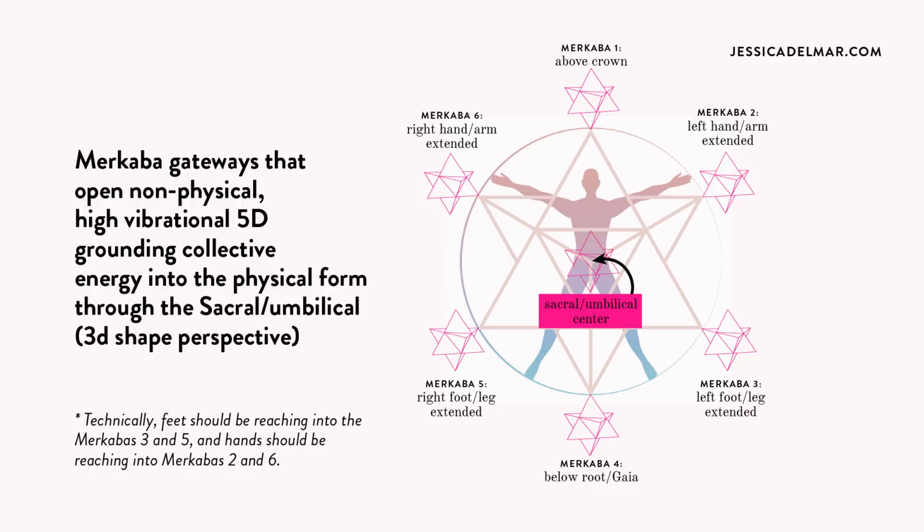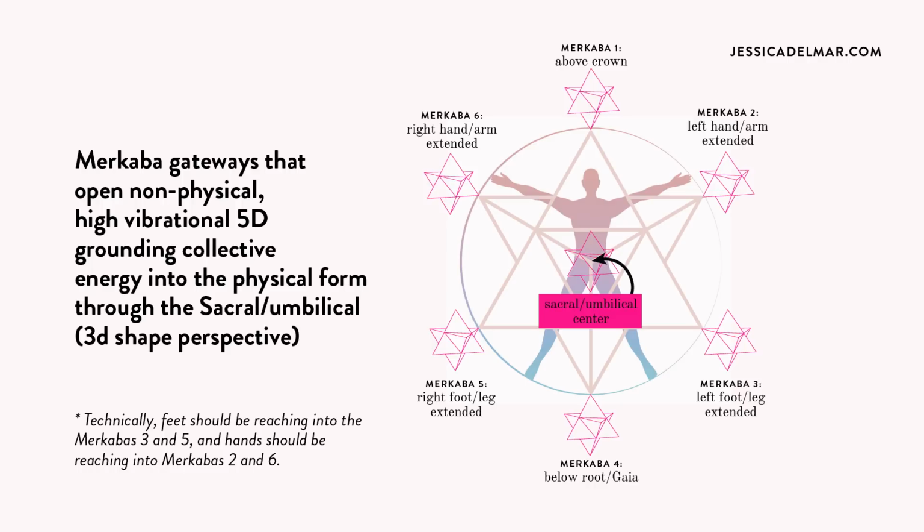And then your fifth Merkaba that you have access to is through the right leg and the right foot, extended and bringing in that energy through the right foot. And then the sixth Merkaba that you have access to is from your right hand and your right arm extended.